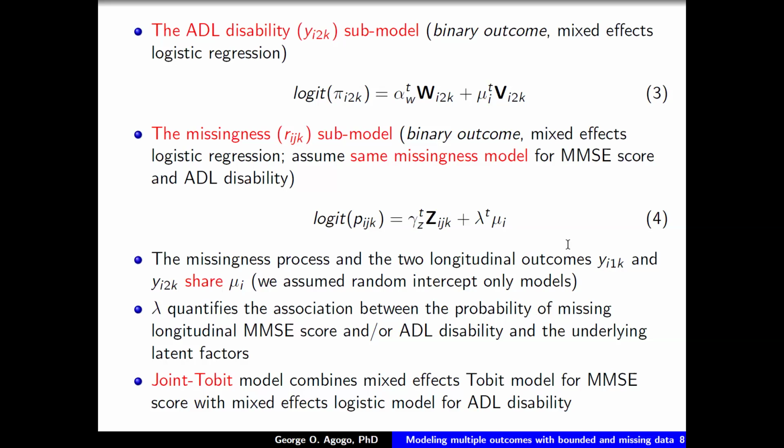And it's because of that that we thought this method is appropriate for modeling data that is missing not at random. So here, we call this model the joint Tobit model. It's a joint Tobit because we are jointly modeling the two outcomes and the missingness pattern. But of course, we are using Tobit to model the continuous component, which is the MMSE score.